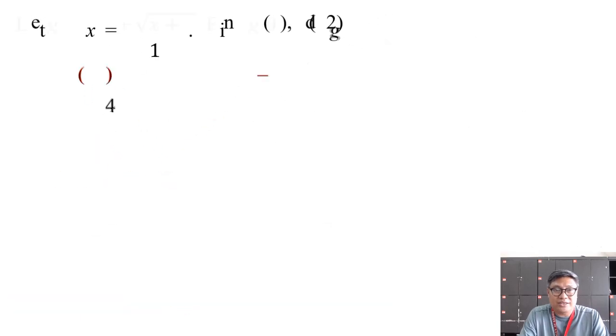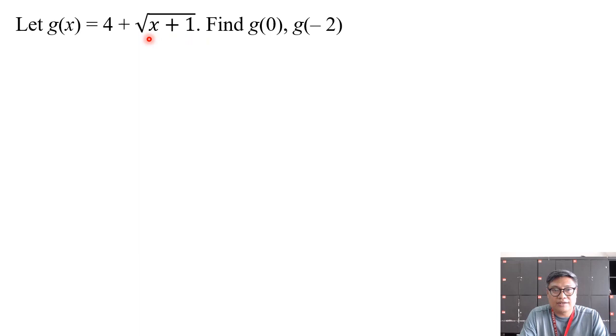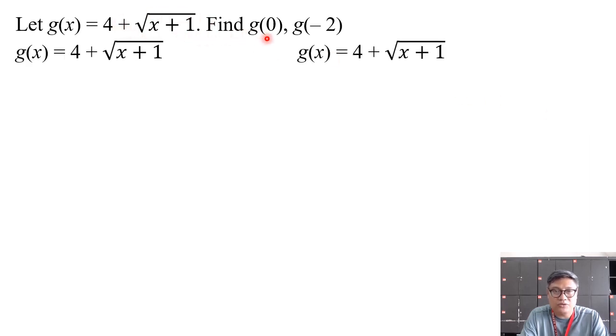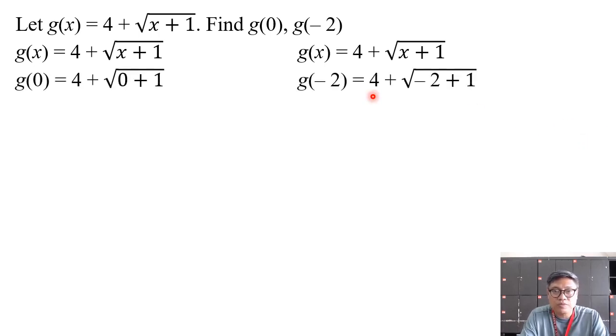Now, what if we have this expression? Okay, so 4 plus the square root of x plus 1. So the name of the function, class, if it is g, is g of x, so we can change this to g of x. Then we are asked what will be g of 0 and what is g of negative 2. So again, all we have to do is substitute the value of your x to be 0 and the other one is x to be negative 2. So I just have here two functions with the same values.